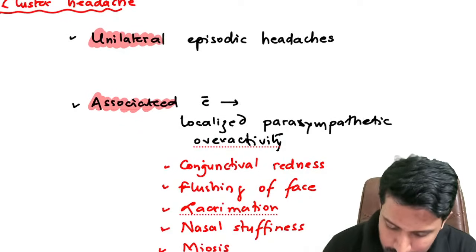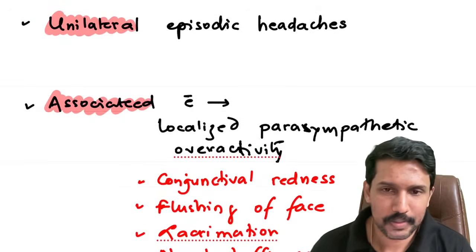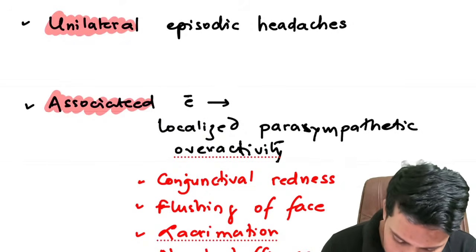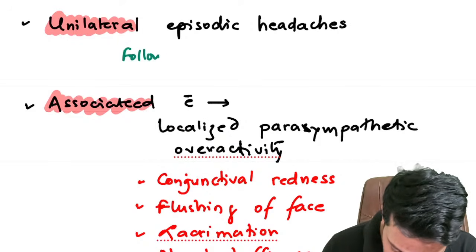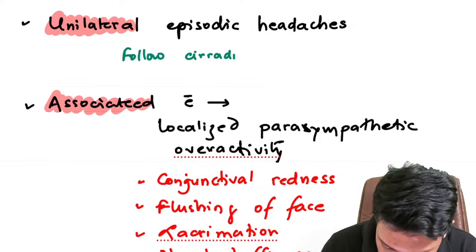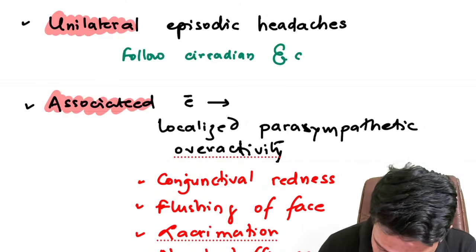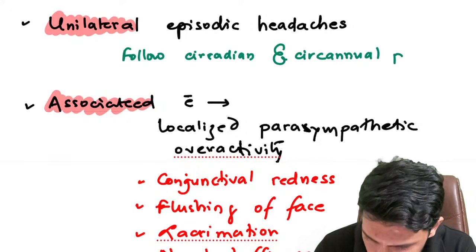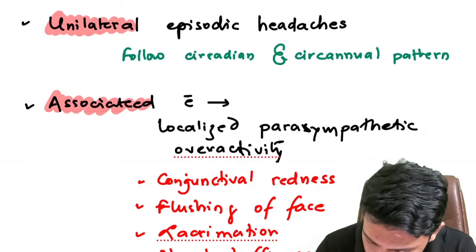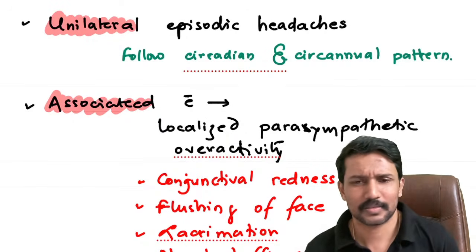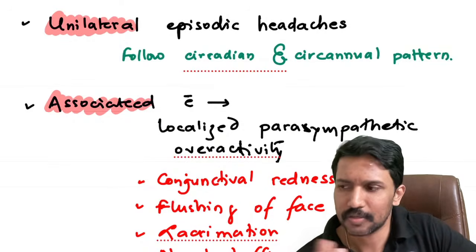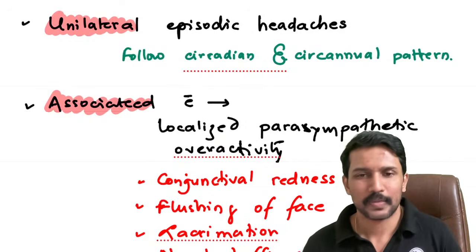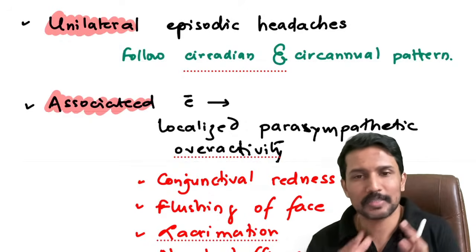Okay. Now I had asked you to leave a little space here, right? You know why? Because this is one very peculiar headache. This headache, the episodic headaches, they follow circadian and circannual pattern. Okay, now what do I mean by this circadian and circannual pattern? Very peculiar. It's something that you don't usually encounter in tension type or migraine or any of the other primary headaches, but typically encountered in cluster. In fact, the term cluster headache comes from this pattern.